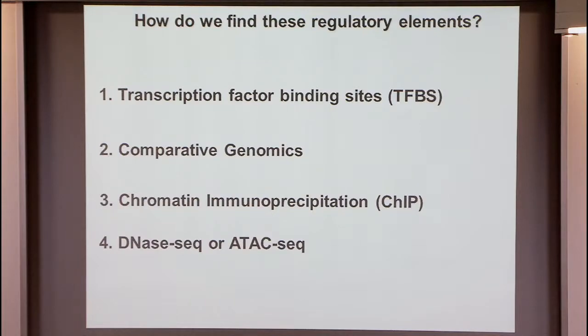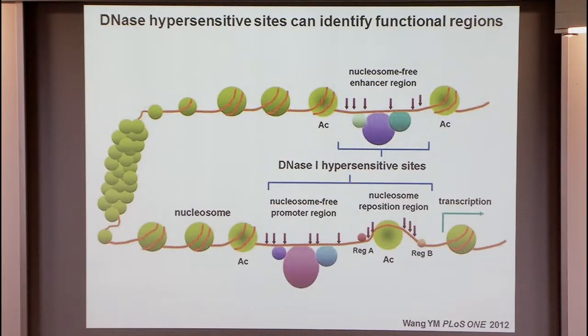They take advantage of open chromatin regions. As I mentioned, DNA is wrapped up in nucleosomes. But when something is active, for example, if you have a promoter that's active, this region becomes open and free of nucleosomes, as you can see here. Or this enhancer right here can also be open, free of nucleosomes.